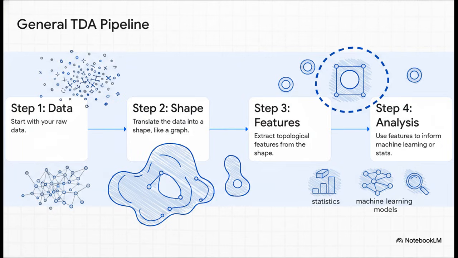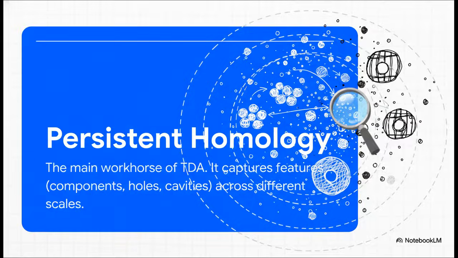And finally, you take those features and feed them into your analysis to power everything from simple stats to really advanced machine learning. Okay, so the main engine that drives this whole process, the real workhorse, is a technique called persistent homology. The best way to think about it is like a special lens for looking at your data. As you zoom in and out, changing the scale, this lens keeps track of all the shapes that pop up. Clusters, loops, voids.